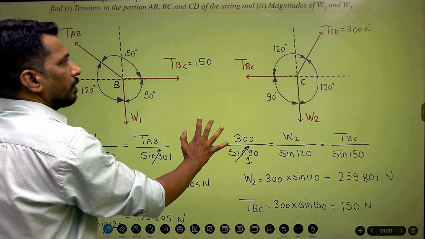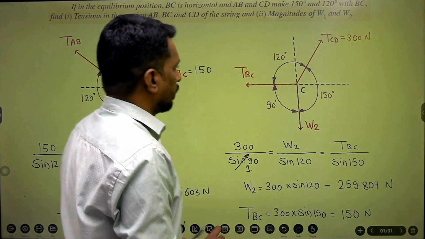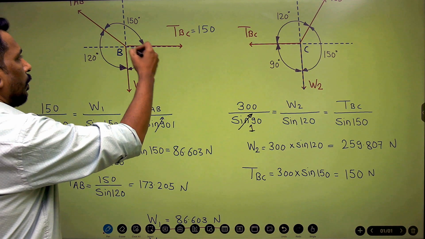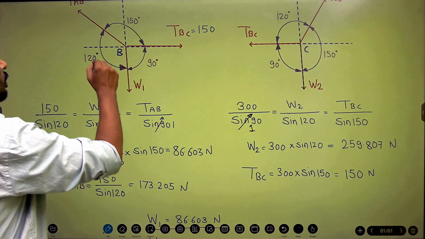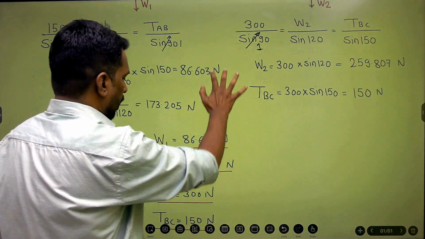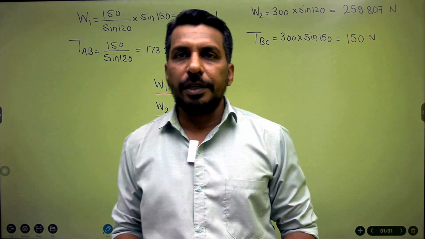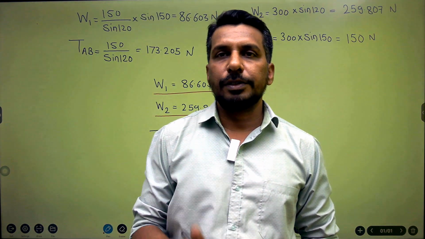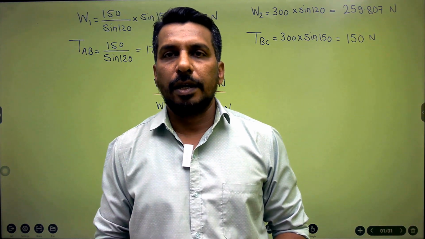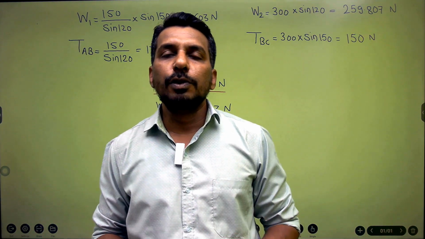Then we started with the C point because tension CD is known to us. So we started with this C point. Once we get the value of TBC, we used it at point B and solved the unknowns like W1 and TAB at point B, and these are the final answers that we have got. So I feel guys, most of the doubts are clear here because this is the third problem that we are solving on the application of Lami's theorem. Please go through all this question and try to understand each and every step and implement accordingly, understand the questions and get the correct solution.